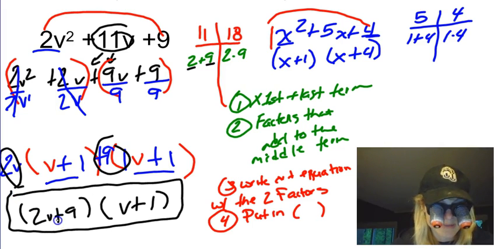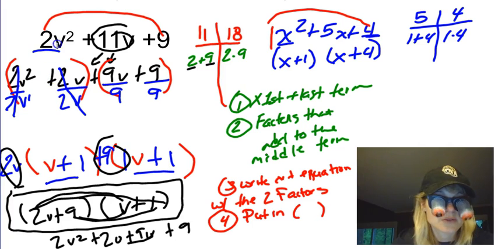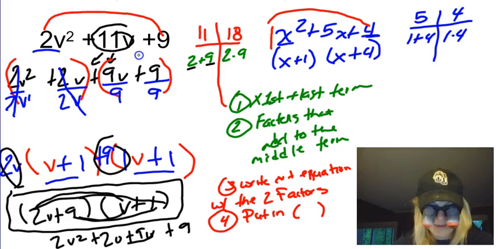Now I can check it and make sure it's right by multiplying. That's 2v squared. That's 2v. Multiply that. That's 9v. And that's plus 9. And that gives me 11v. So I get back to my original equation here. Okay? So we put in our parentheses here.